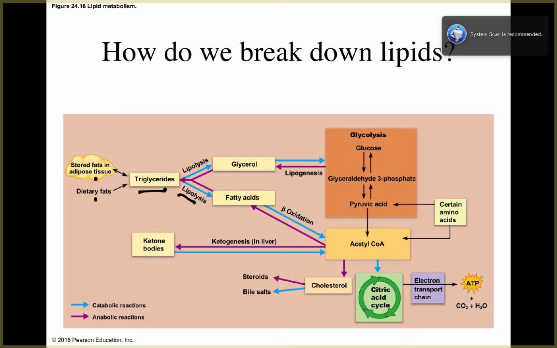Which, if you go over here, if you look, we have lipogenesis here, and this is when we can actually synthesize triglycerides, and that occurs when cellular ATP and glucose levels are high.